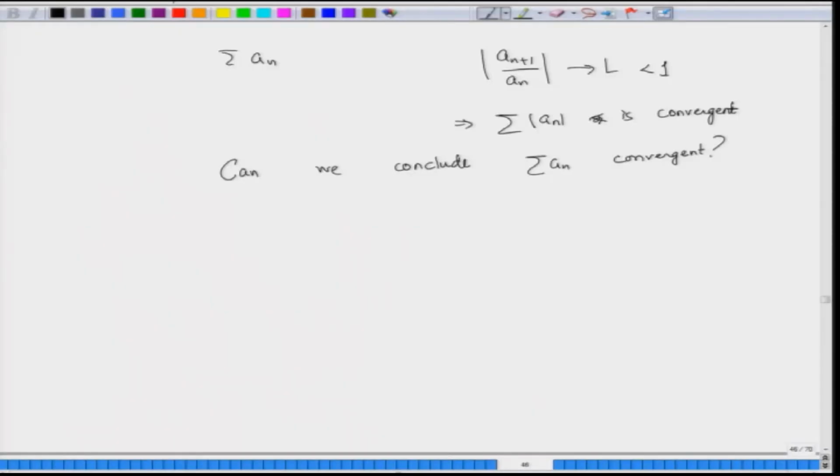Given that the summation of |a_n| converges, what we need to do is look at S_n. Now if you look at S_n minus S_m, then this is going to be the summation from n equal to m plus 1 to n of a_n. If I assume n is bigger than m, then taking the mod, this is less than or equal to the summation from m plus 1 to n of |a_n|.